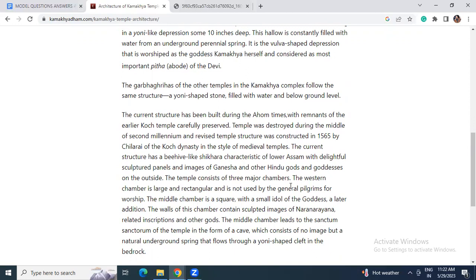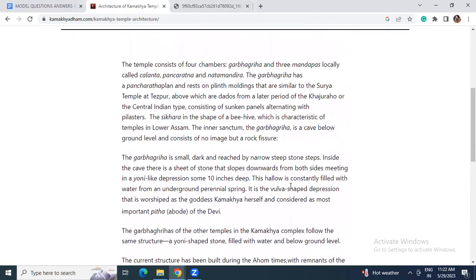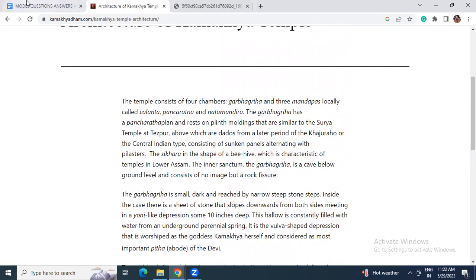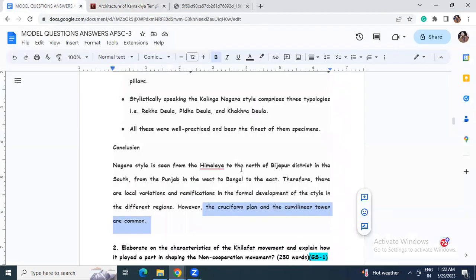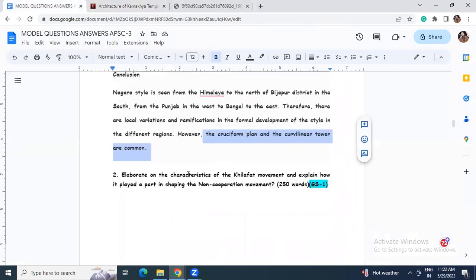So that is the particular unique style of this temple. Okay, let's come back to the question-answer part. I think the architectural style of Kamakhya temple is very important from our exam point of view.